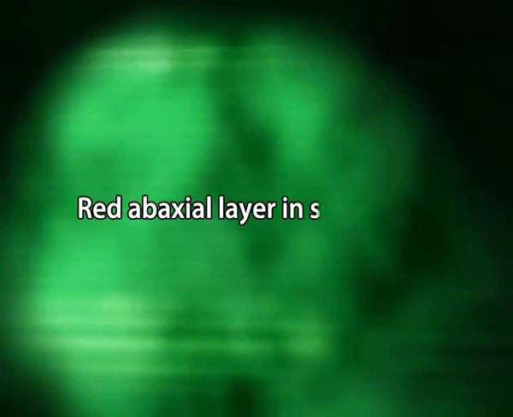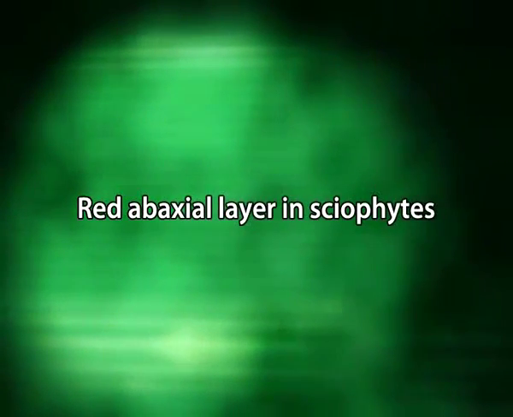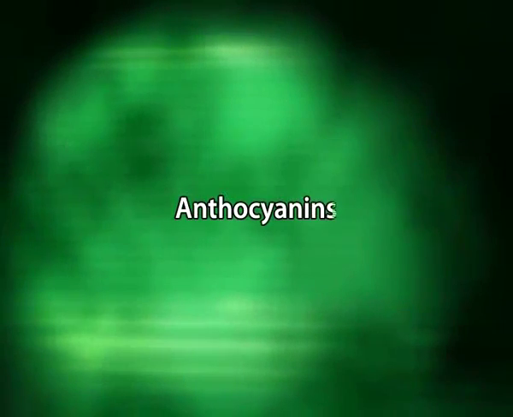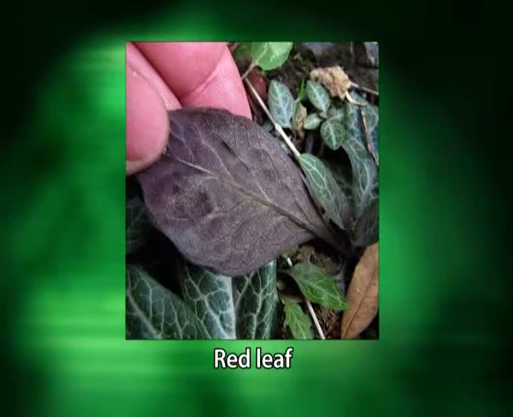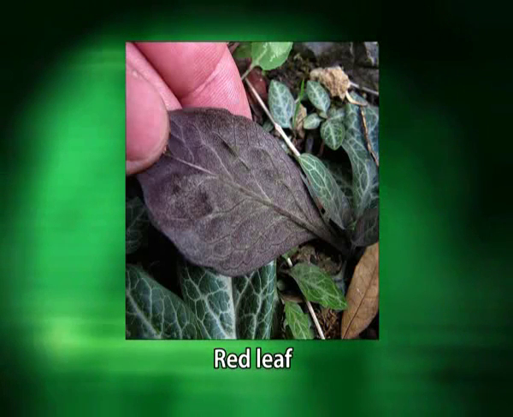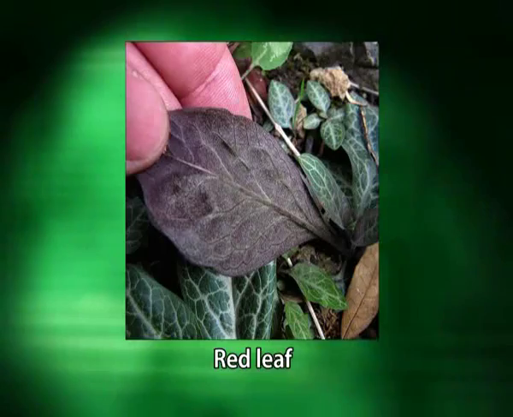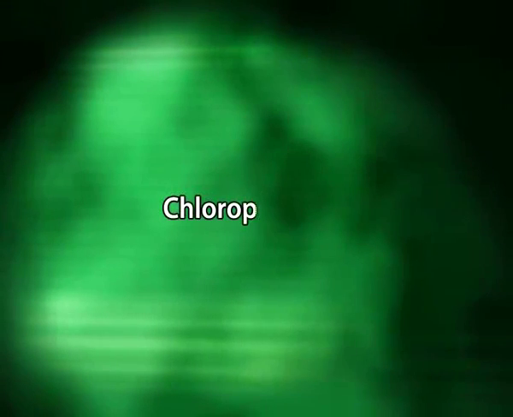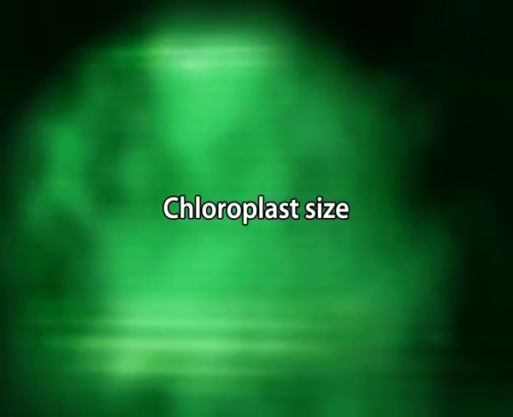One more adaptation is the red abaxial layer in sciophytes. The plants growing in extreme or deeply shaded conditions such as the forest floor develop anthocyanins on the lower side of their leaves. This red colored abaxial layer helps to reflect back the radiations which otherwise can pass through the lower surface, reflecting them back towards the mesophyll tissue in the leaf, so that mesophyll gets one more chance to trap these radiations. Chloroplast size is one more adaptation to different light levels.